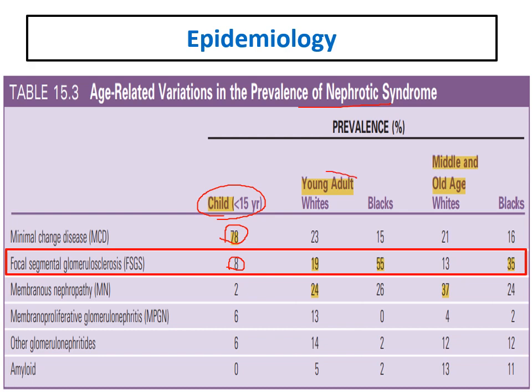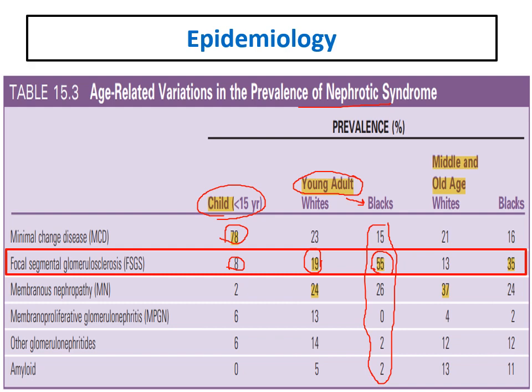What about the young adult? In young adults, never forget, in blacks, even if it is a young adult, focal segmental is the most common cause of nephrotic syndrome. While in whites, it represents the third most common cause after membranous and minimal change. So in blacks, it is the first, the most common cause, while in whites, it is the third.